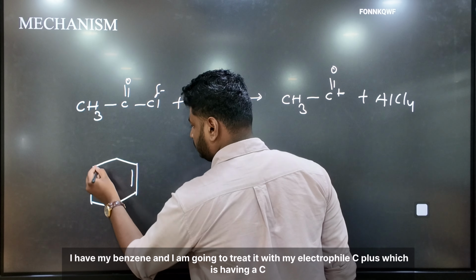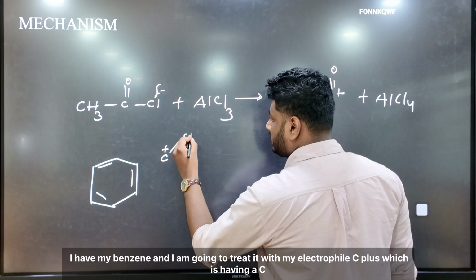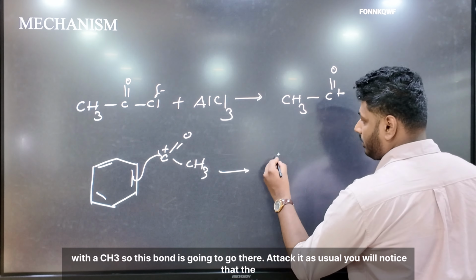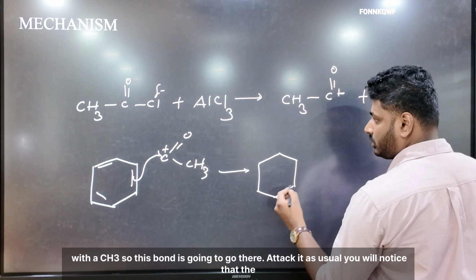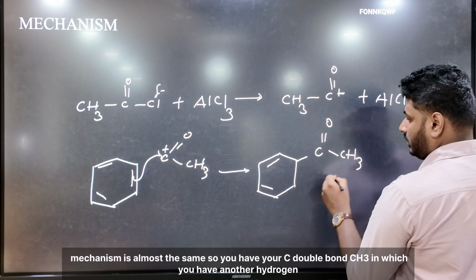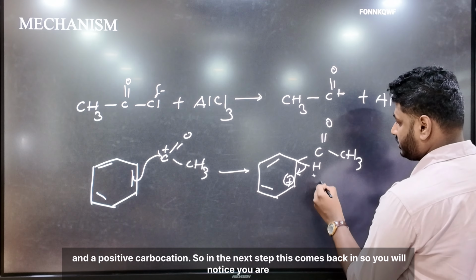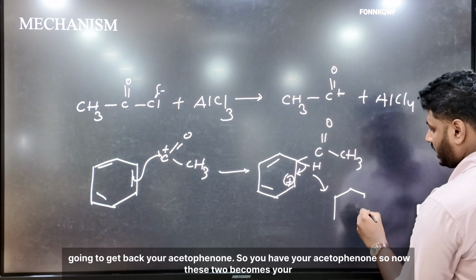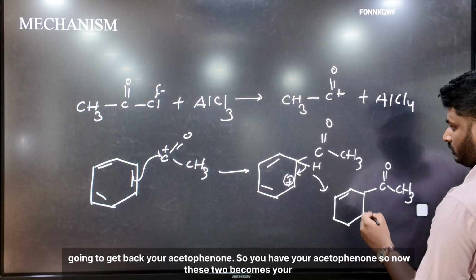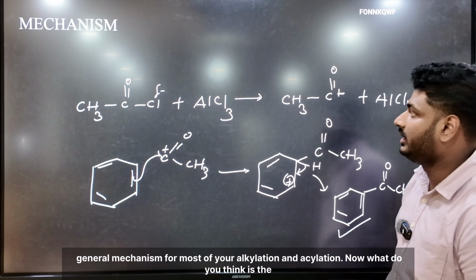Now let me take the electrophile. I have my benzene, and I'm going to treat it with my electrophile C plus, which is having a C with a CH3. So this bond is going to go there, attack it, and as usual you will notice that the mechanism is almost the same. So you have your C double bond CH3, in which you have another hydrogen and a positive carbocation. So in the next step this comes back in, so you are going to get back your acetophenone. So you have your acetophenone. So now these two become your general mechanism for most of your alkylation and acylation.